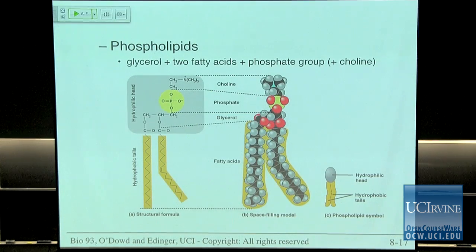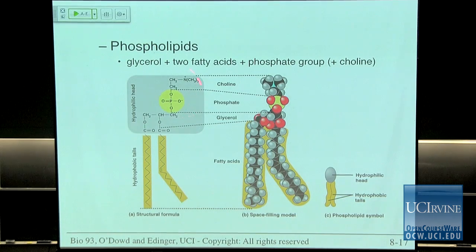We have phospholipids. Glycerol again, here it is, 3 carbons. To 2 of those carbons, we have fatty acid chains hooked on. One that's saturated and one that's unsaturated. And at the head region, we have a group, what's that group called? Phosphate group, exactly. And so this group is charged, and so that actually makes this part of the molecule hydrophilic or hydrophobic?